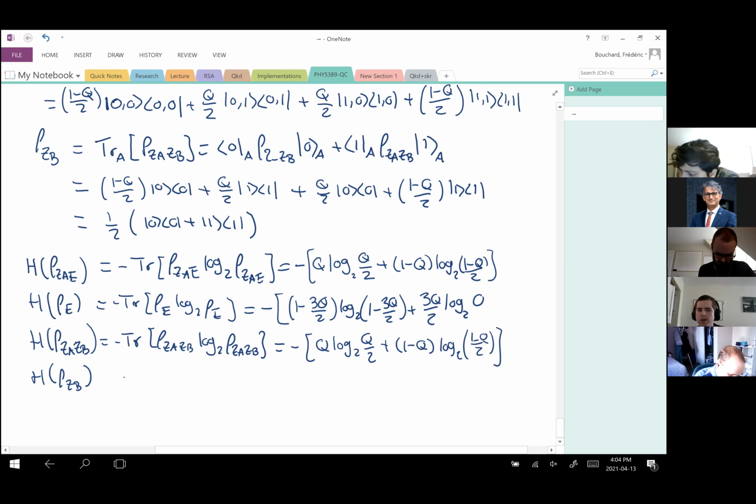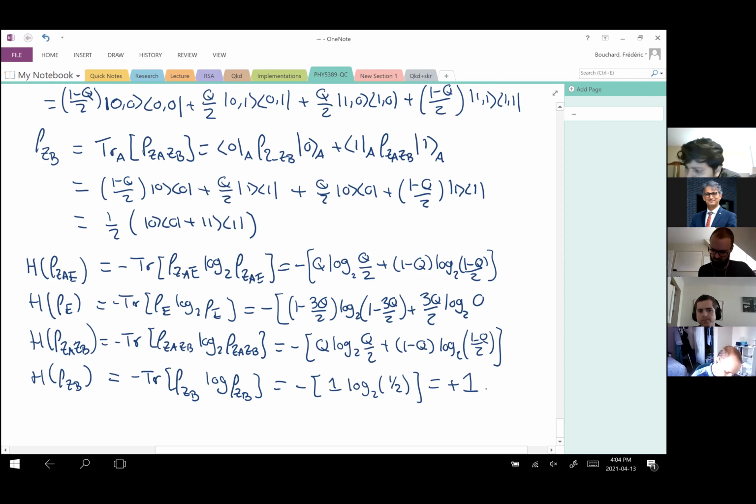Okay, then for the last one, well, we already know that it's a completely mixed state, so you should know this already, that the entropy of a mixed state is 1, but let's calculate it just for fun. So get 1/2 twice, so that's 1, log base 2 of 1/2. That's -1, so +1. Okay.